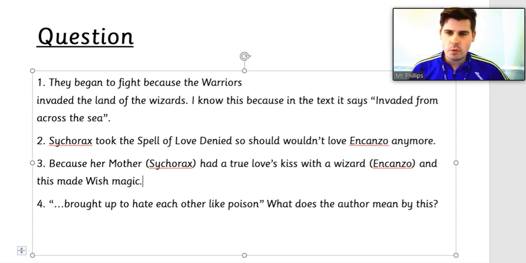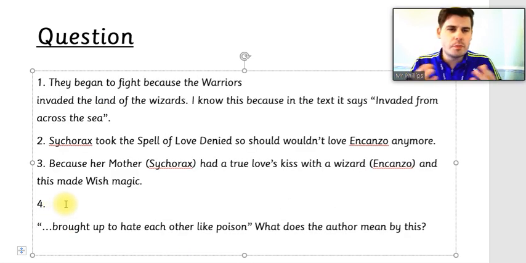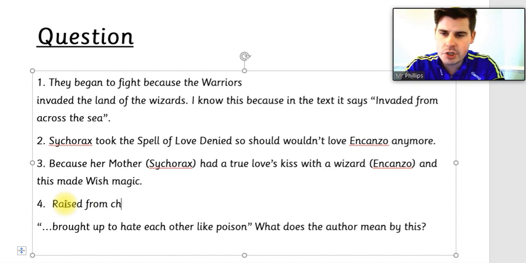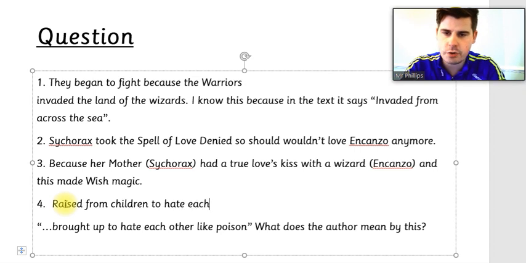Number 4, last one, which is the hardest of them all. Brought up to hate each other like poison. What does the author mean by this? Right, well, what does brought up mean? I'm going to put this on a different line so we can type and look at the question at the same time. So what does brought up mean? Well, brought up means they were raised as they were getting older. So they were raised from children to hate each other. Well, that makes sense.